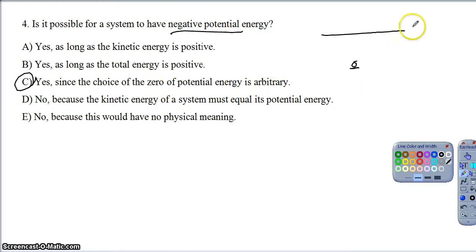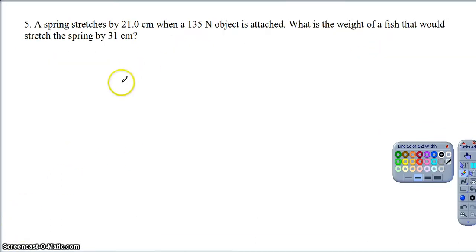I can choose whatever point I want to be 0. If I choose the ceiling to be 0, then this would be below the ceiling, so that's why I would have negative potential energy. Question 5, hopefully a pretty easy question here. Just make sure you are watching your units, right? It is centimeters, so 0.21 meters, and then later 0.31 meters.